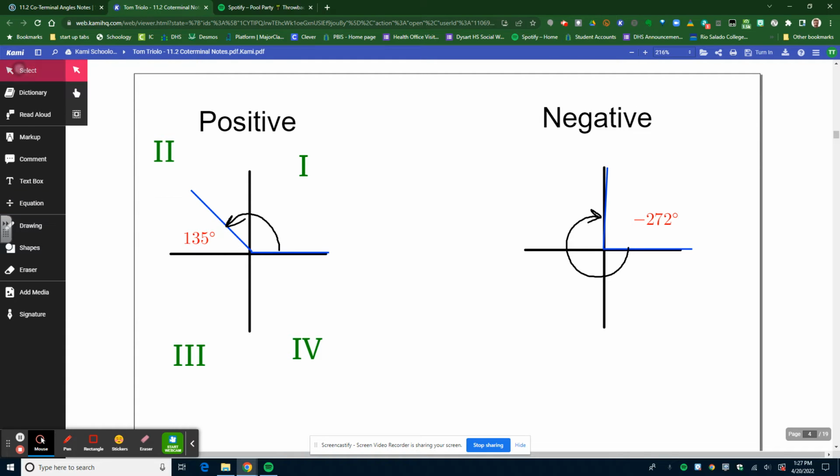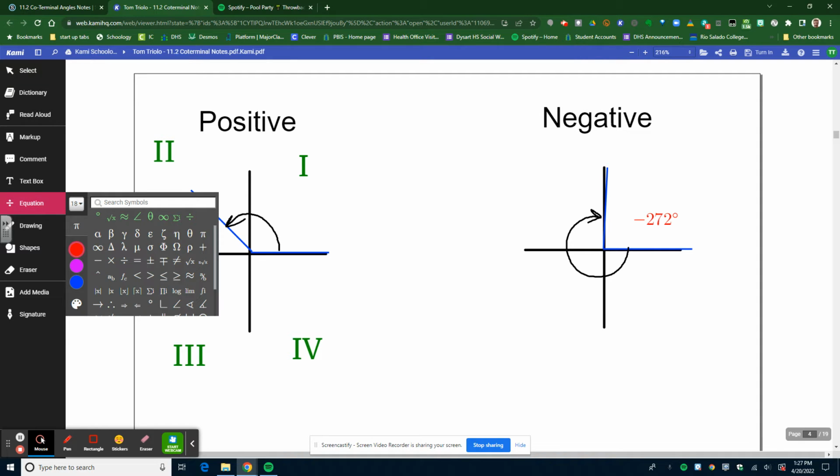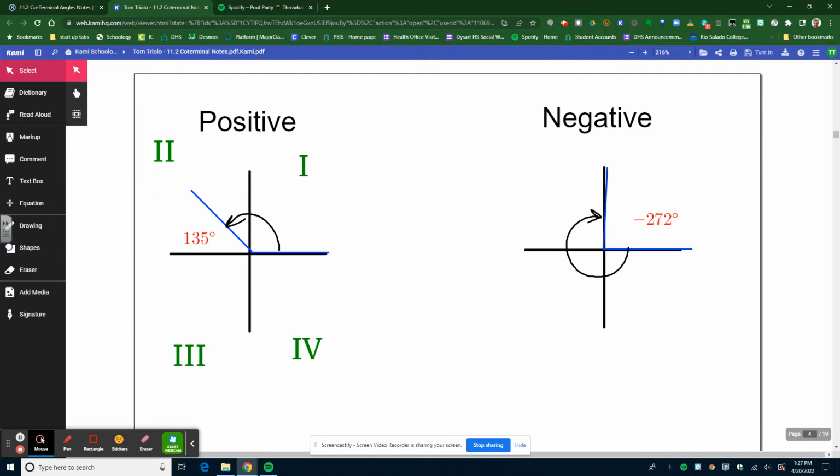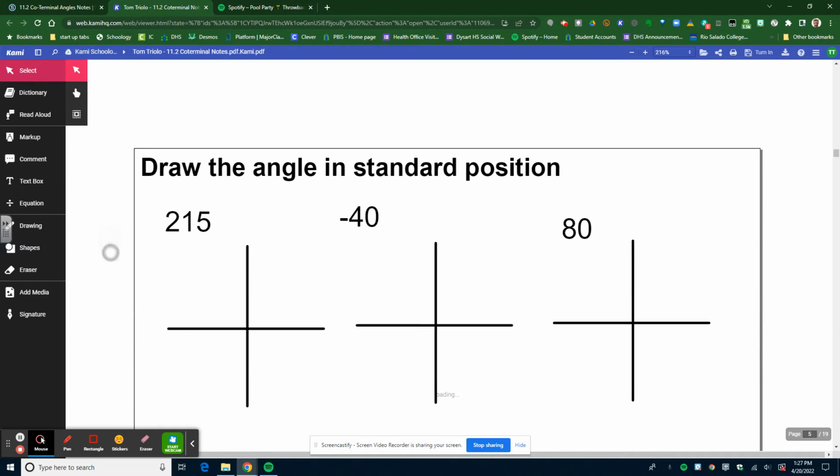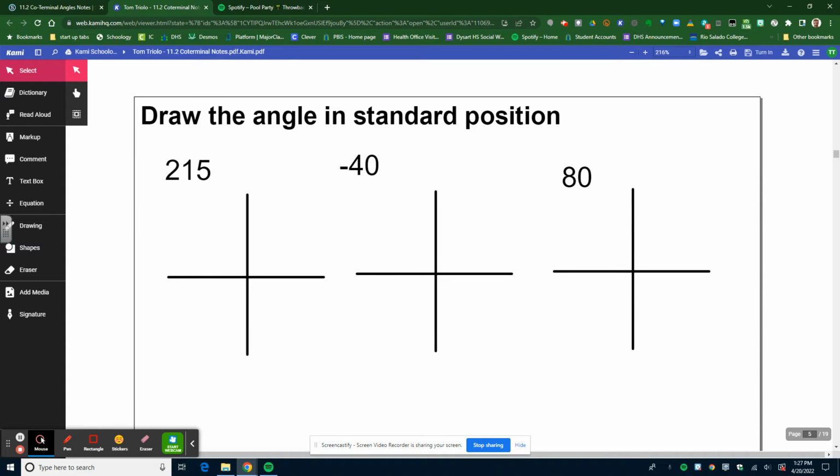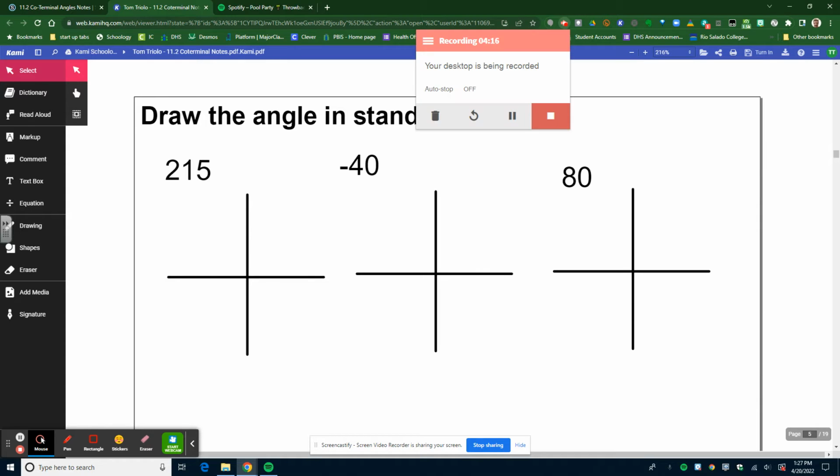Okay. Yes, how do you get that degree symbol? When you're in the equation editor, 5th row down, smack dab in the middle. No problem. So now you do it. A little practice. Draw a 215, a -40, and an 80 degree angle. Just getting used to drawing angles, that's all.